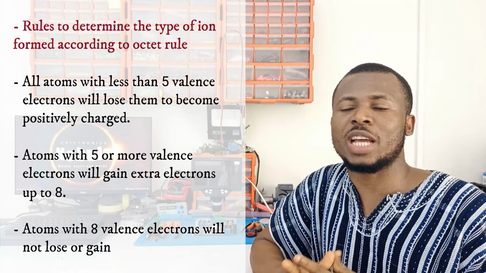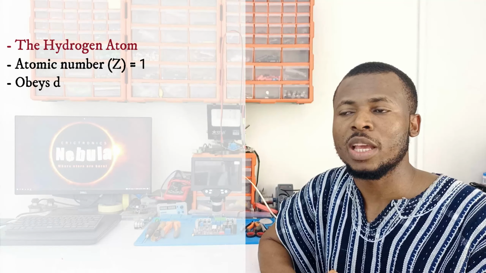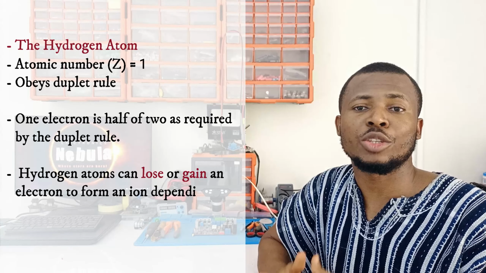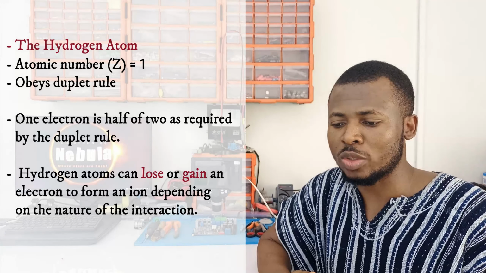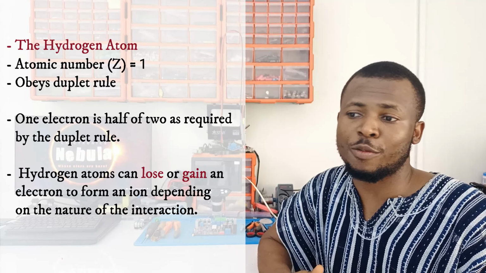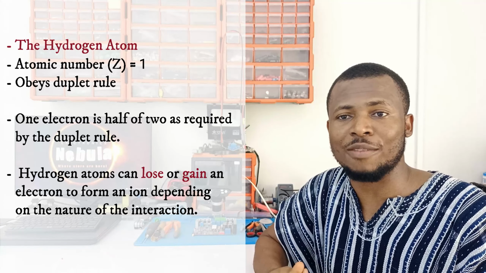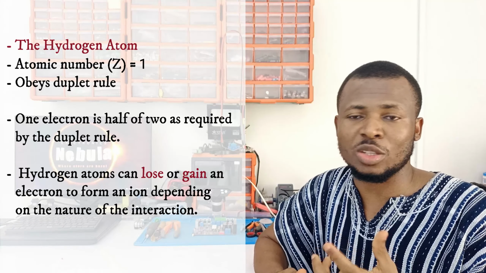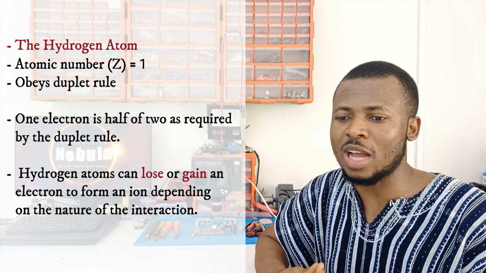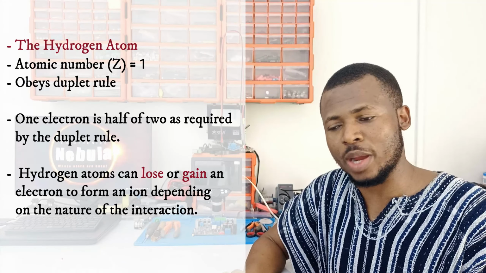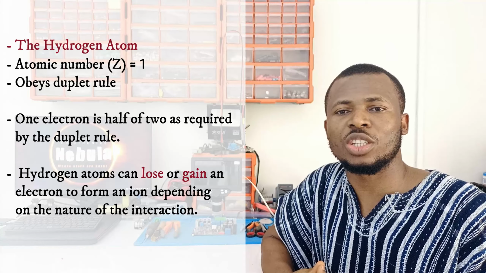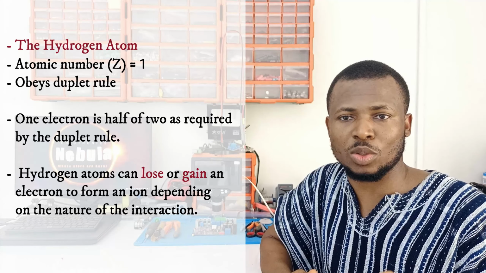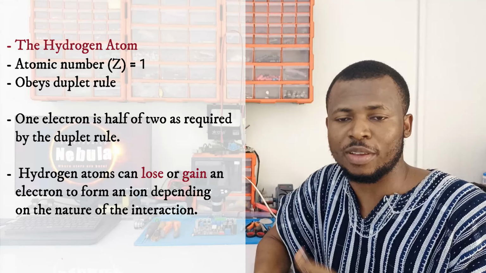However, the hydrogen atom is a unique case. It has one electron, as we know, it is the first element, and also it obeys the duplet rule. Since the duplet rule involves shells, the valence shell having only two electrons, one, which is the only electron that hydrogen has, is exactly half of two, right? So in the case of hydrogen, it can actually accept or lose its valence electron.